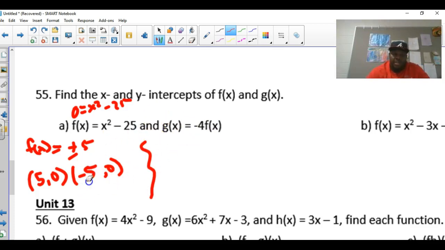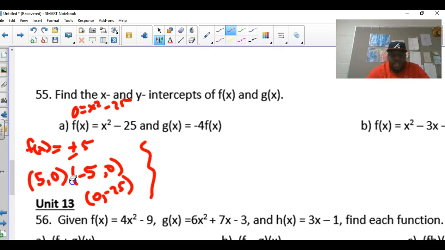I forgot to find the y-intercept for this one, guys. The y-intercept, if I make x 0, is 0 squared minus 25, negative 25. So the y-intercept, guys, is going to be 0, negative 25. All right. X-intercept, y-intercept. You know you have 2 x-intercepts because x is squared. So 2 x-intercepts and 1 y-intercept. Now this is negative 4 outside of f of x.